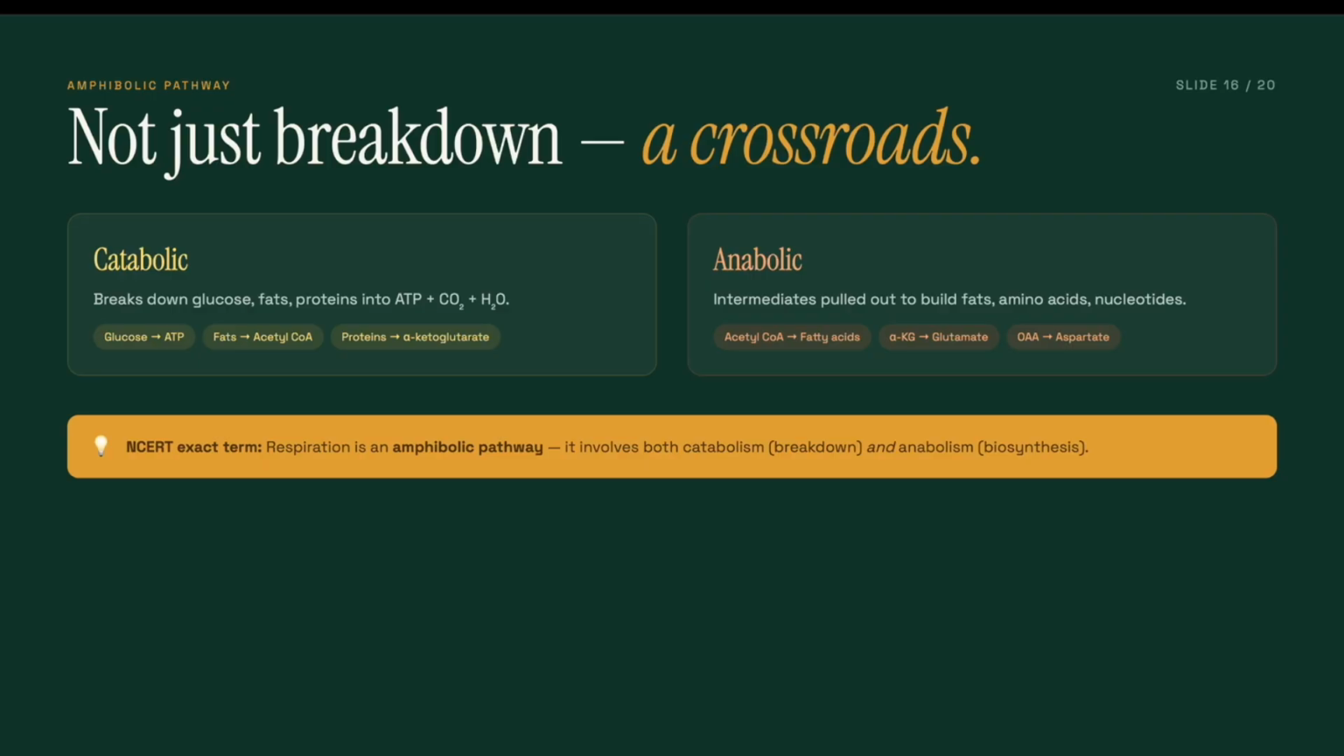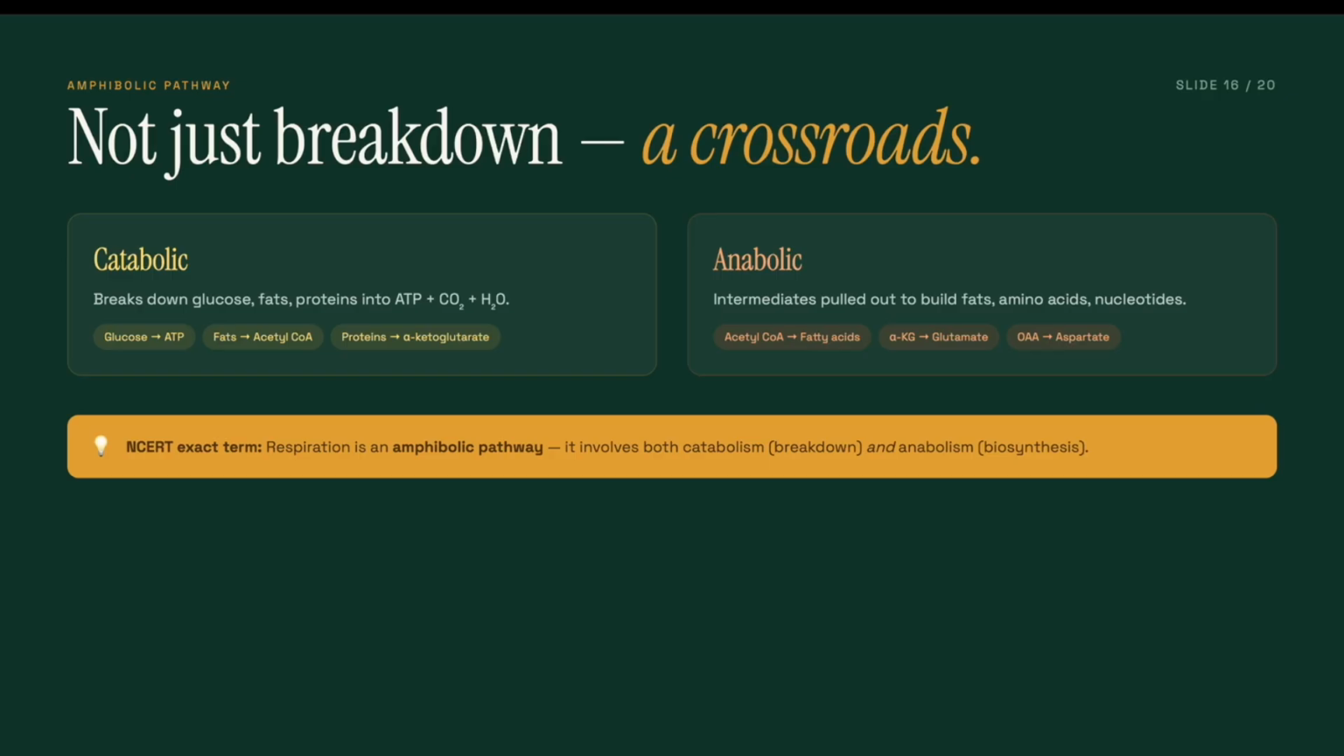Amphibolic pathway. Here is a concept that NCERT specifically mentions and that is often asked: the amphibolic nature of respiration. What does amphibolic mean? It means the respiratory pathway is both catabolic and anabolic. On the catabolic side, it breaks down carbohydrate, fat and protein for energy. But on the anabolic side, the intermediates of glycolysis and the Krebs cycle are used to build new molecules. For example, alpha ketoglutarate can be used to make amino acids.